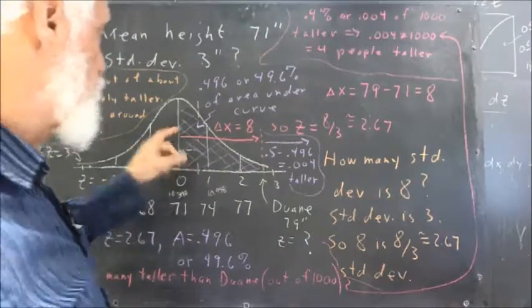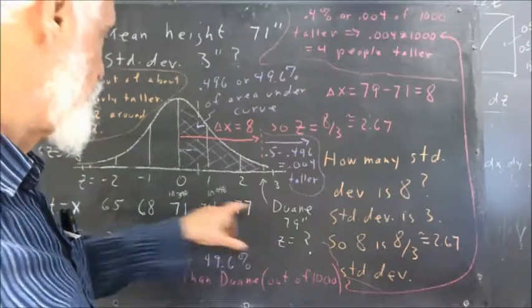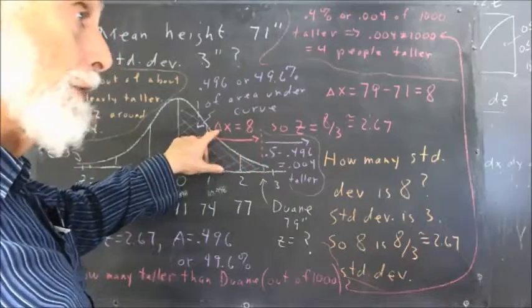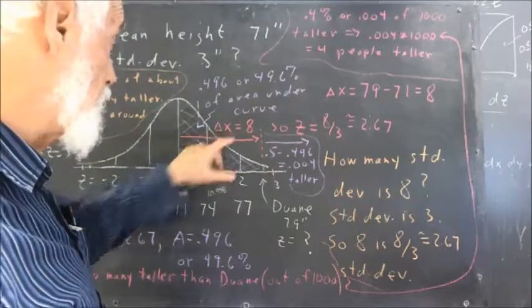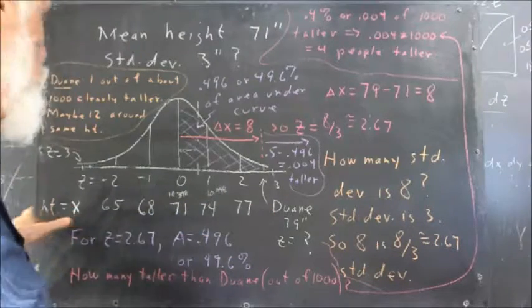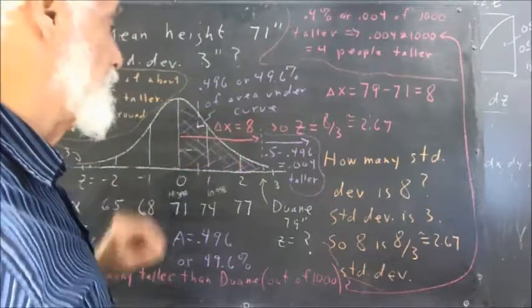Now, what's the difference between the mean and Duane's height? That would be the length of this arrow. Well, that would be delta X. Delta meaning change in, that means change in X. Remember, X is the variable that we use for the heights. Okay, the change in the X value is 8.